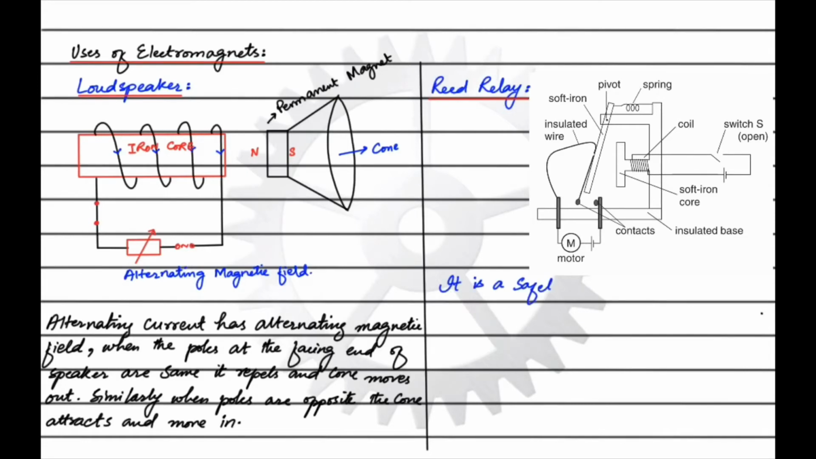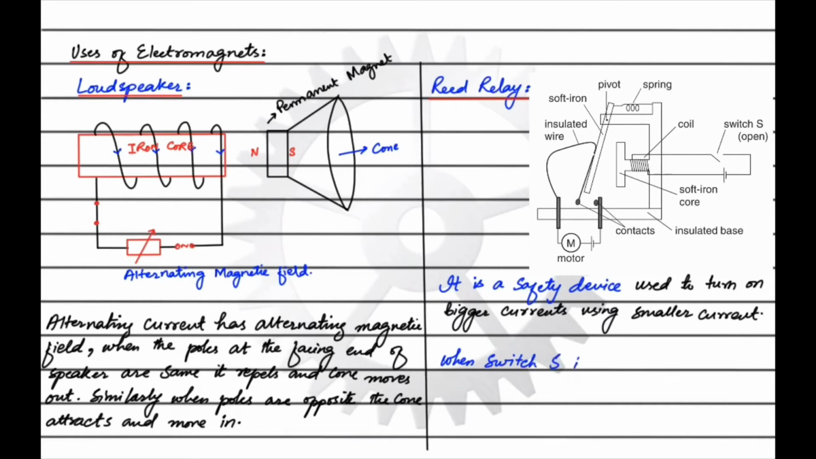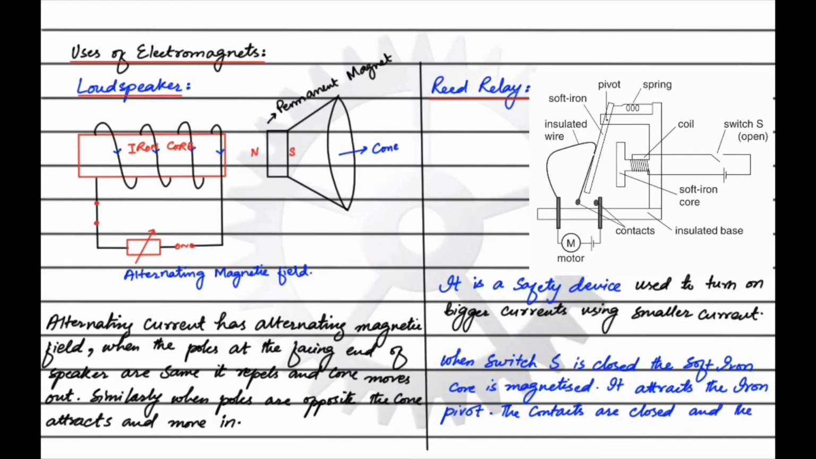Now, a relay is a safety device, and this device turns on a bigger current using a smaller current. Now there is a switch S which is connected to the electromagnet. So when the switch S is closed, the soft iron core is magnetized and it attracts the iron bar, and the contacts are closed and the motor is turned on.